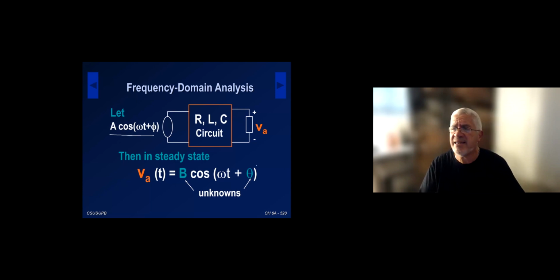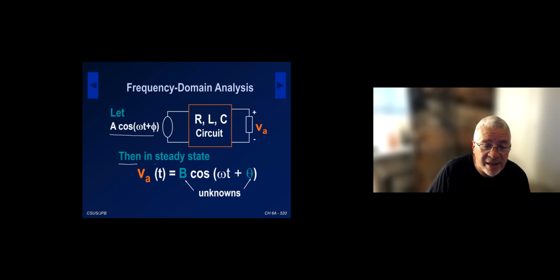And we kind of had that sense when we solved the example problem using a differential equation with the right-hand side being a cosine function. So if we have a cosine function on the right-hand side, or a sine, we're going to have a cosine function essentially as a response. So we say that, all right? And we say that in steady state.